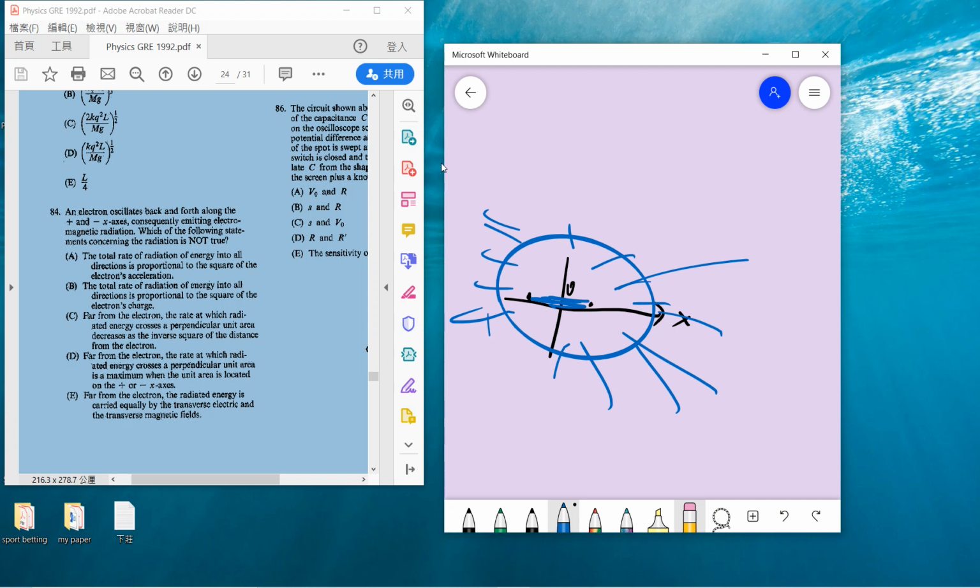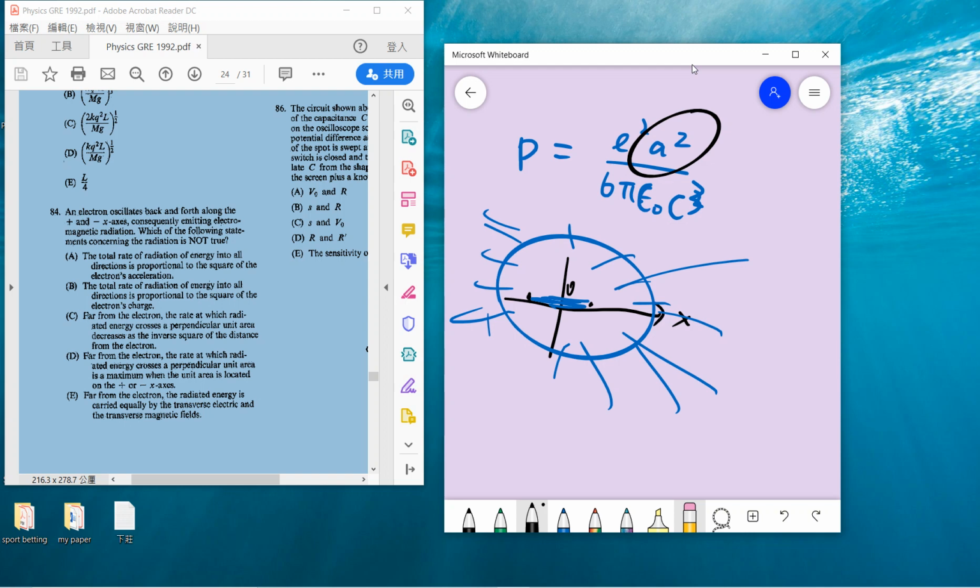Is this one correct or not? Remember, there's a formula for the power. Basically, this formula you need to remember, and what you need to remember is that the power goes as the acceleration squared. So A is correct. B says the total rate of radiation is proportional to the square of the electron's charge. This is also correct.